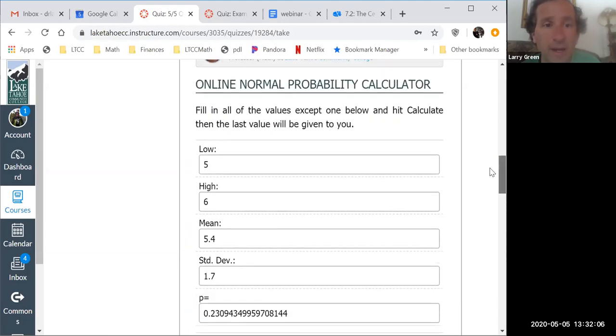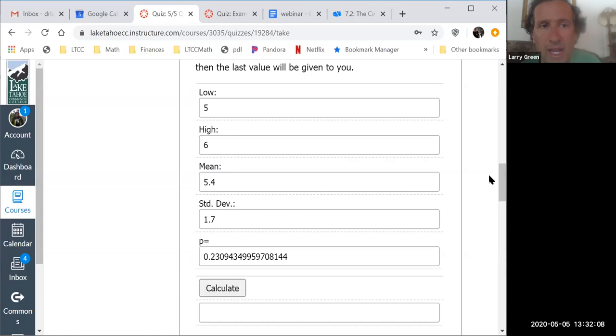Okay, so now I go back to my calculator. And if X is less than 3, what is the low and what is the high? What do you think?